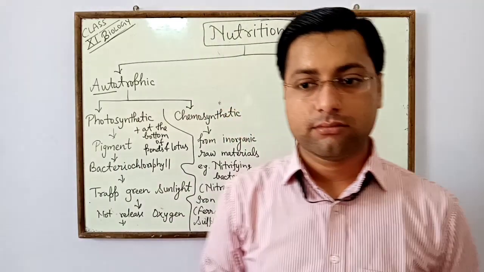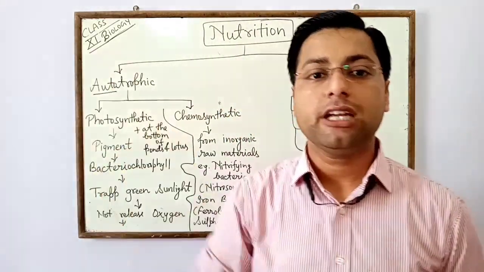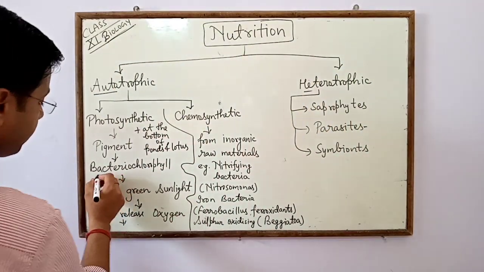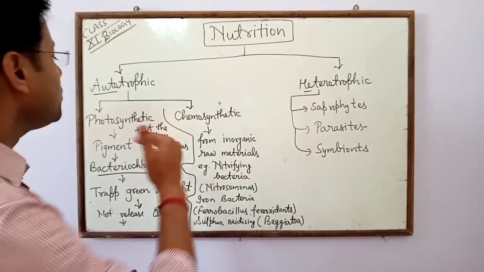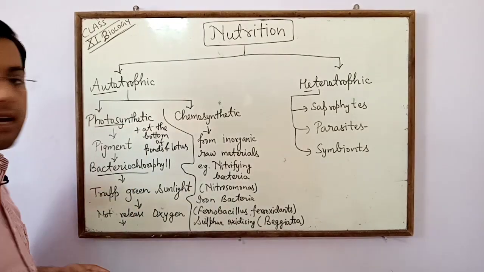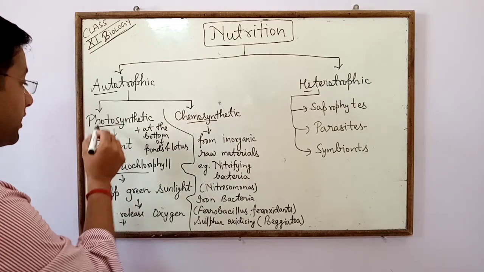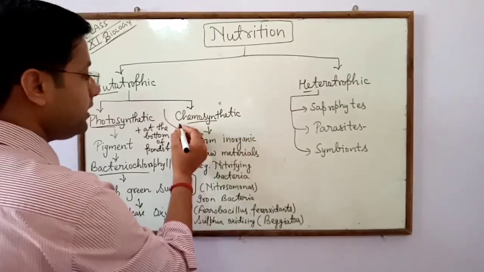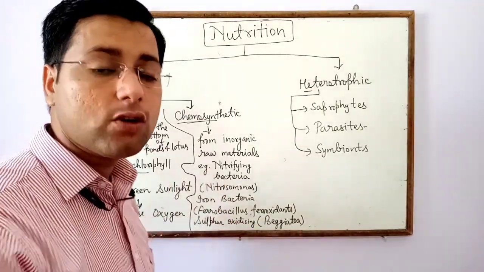In bacteria, a special type of green sunlight trapping pigment is present, and that pigment is called bacteriochlorophyll. In the case of autotrophic bacteria, two processes are there: photosynthetic and chemosynthetic. Photosynthetic means with the help of light. Chemosynthetic means with the help of some inorganic raw material.